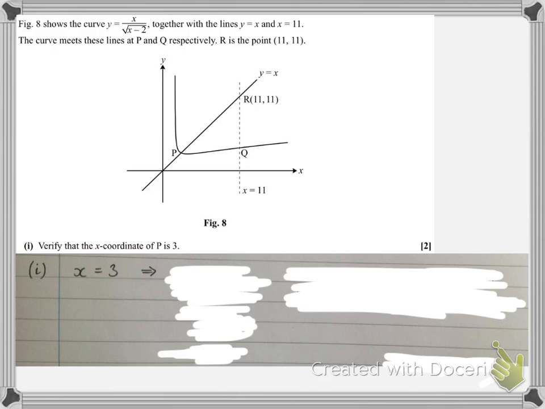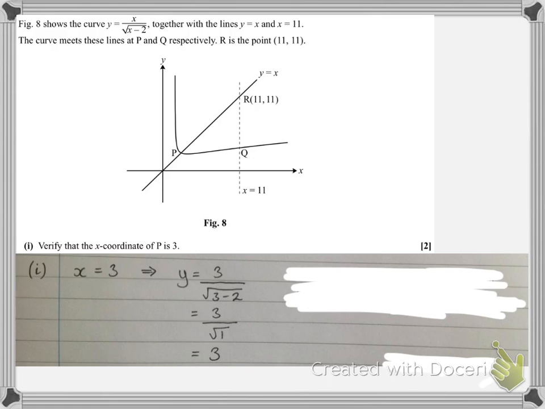So if we substitute in x equals 3, we've got y is 3 over the square root of 3 minus 2, which is 3 over the square root of 1, which is 3. Now this square root sign, it's worth remembering, the square root sign means the positive root of. So that's the positive root of 1, which is 1, and 3 divided by 1 is 3.